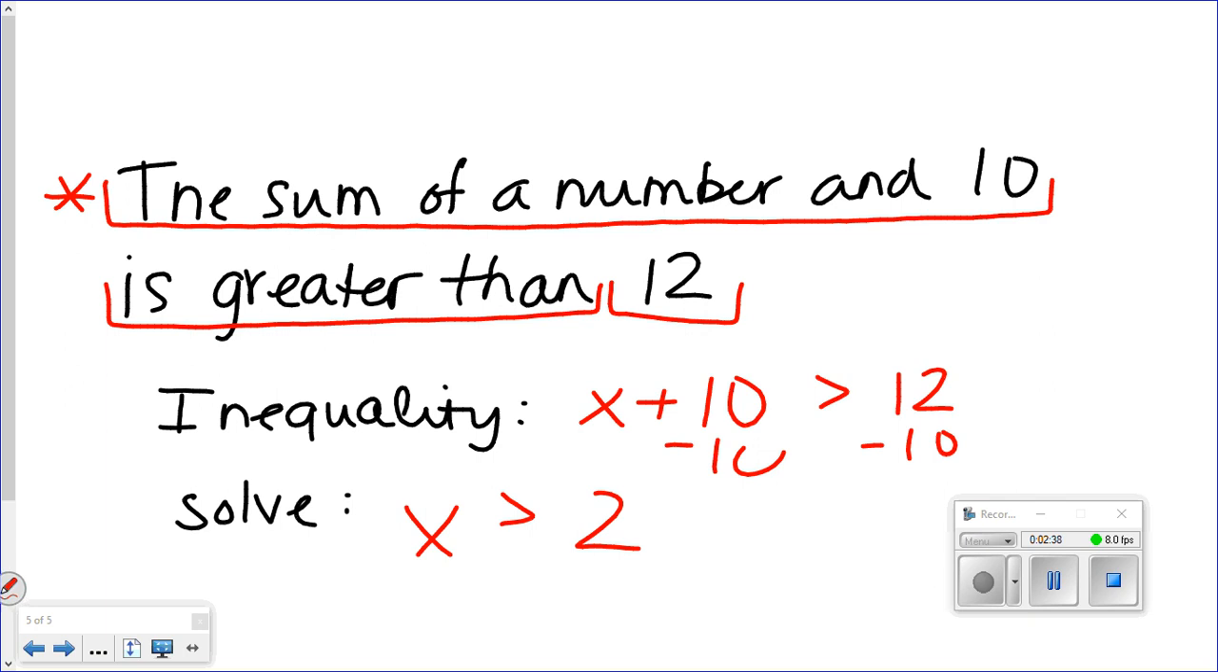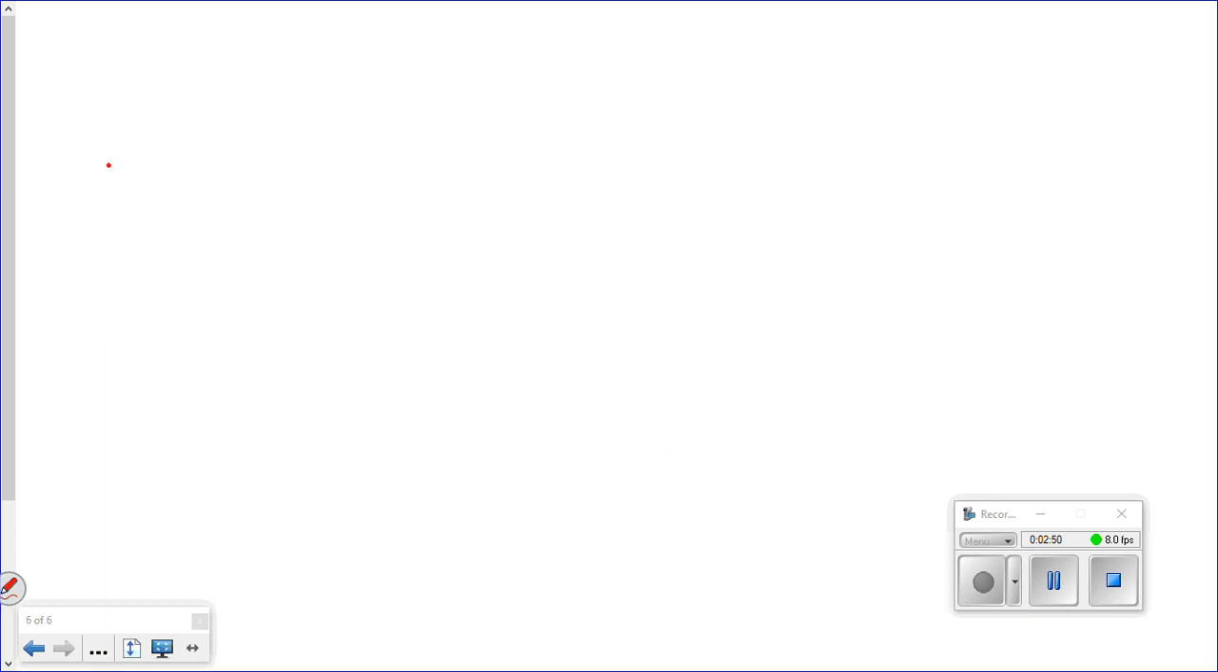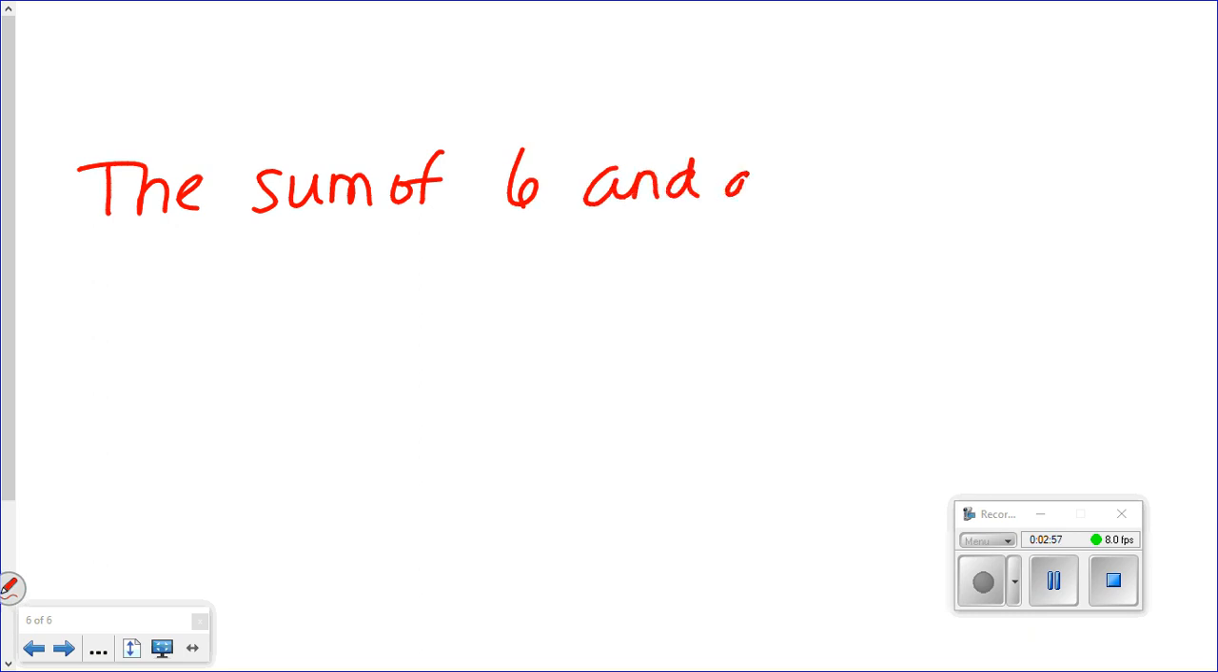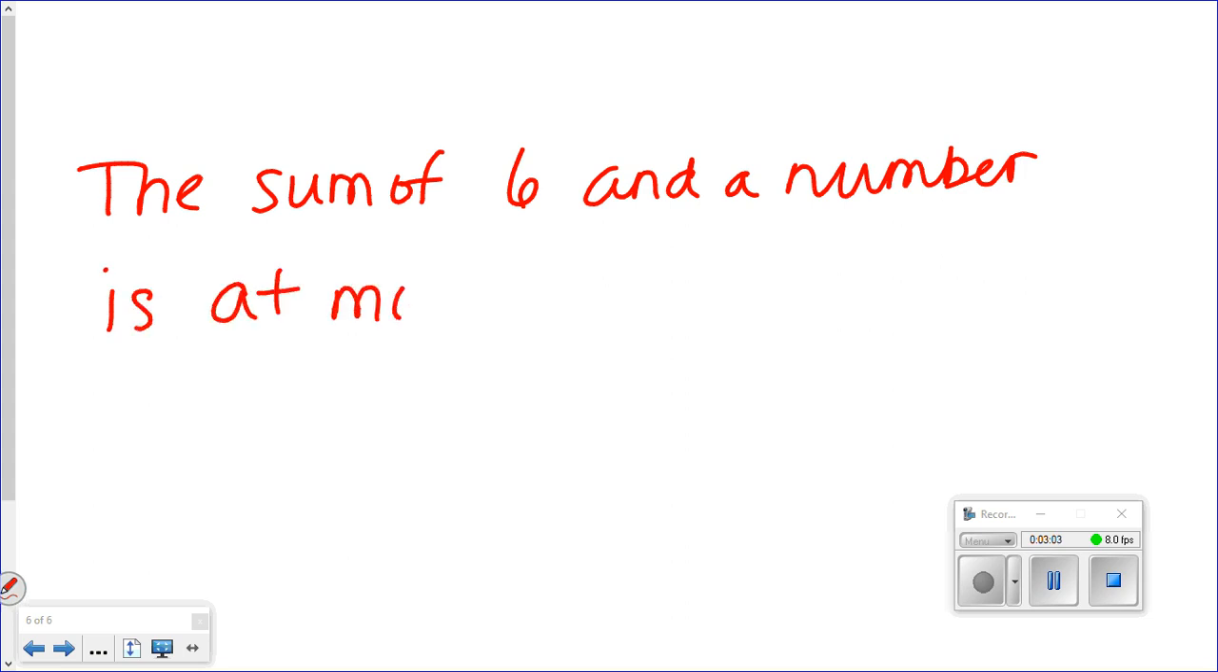Are you ready? You want to try one by yourself and see if you can do it? You might need your notebook. Remember yesterday when we took all those signs and we had different keywords beside it? You might need that notebook so you can find some of those keywords. So try this one. The sum of 6 and a number is at most 15.